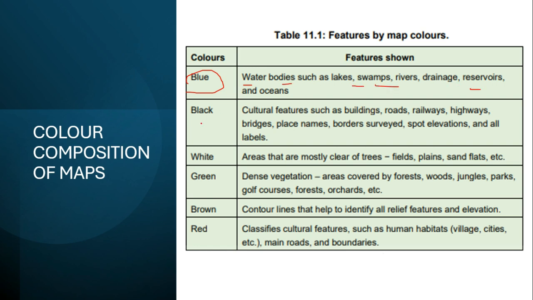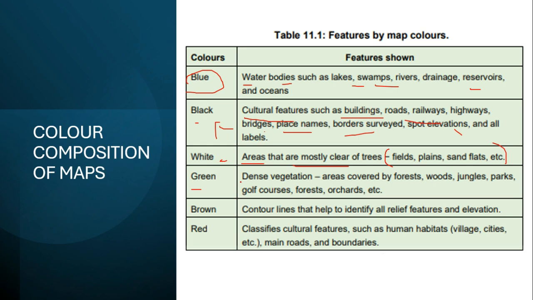Then we have black color on the map. Black color is used for representation of cultural features such as buildings, roads, railways, highways, bridges, place names, borders, surveyed spot elevations, and all kinds of labels. Then white color: areas that are mostly clear of trees, like fields, plains, and sand flats, are represented in white color.